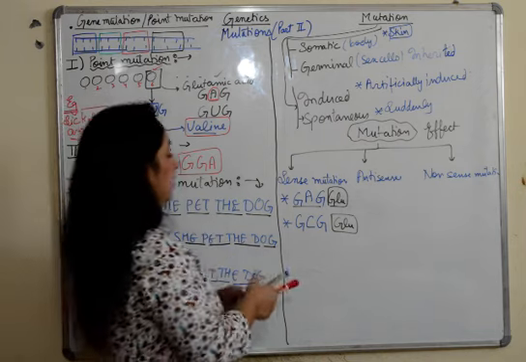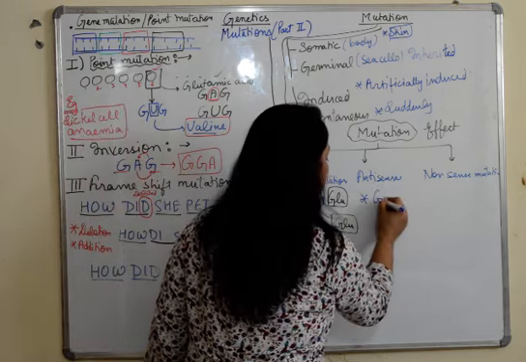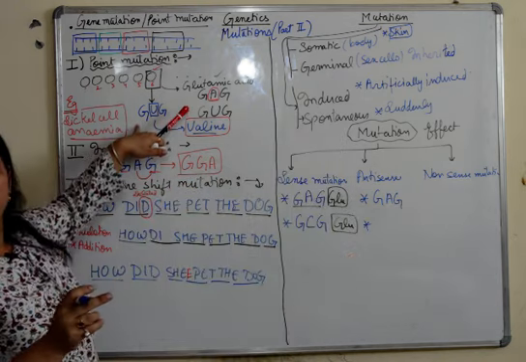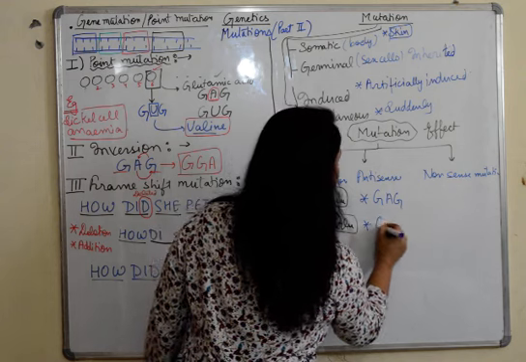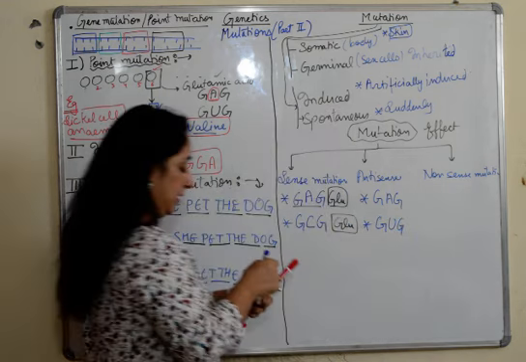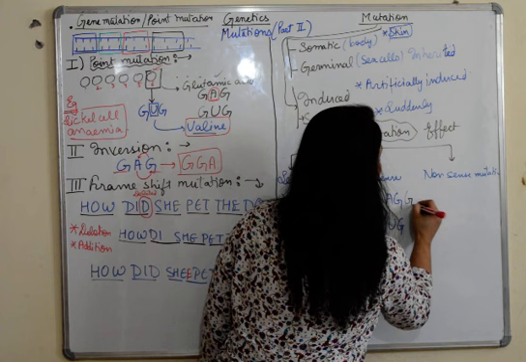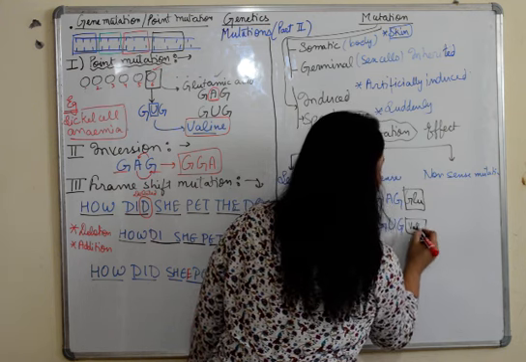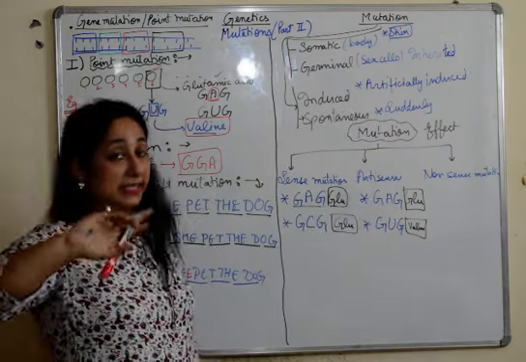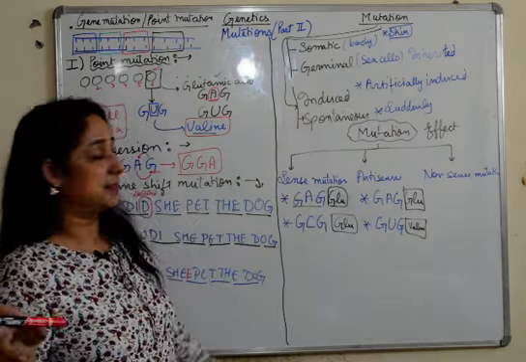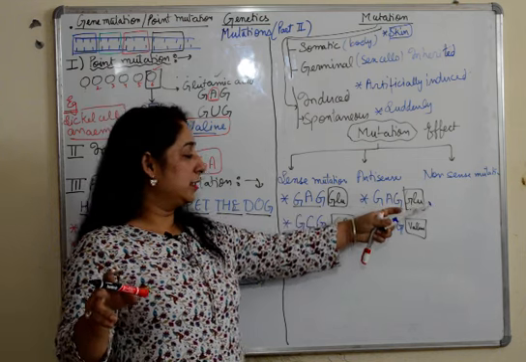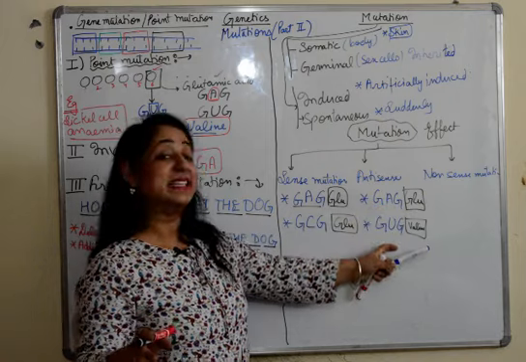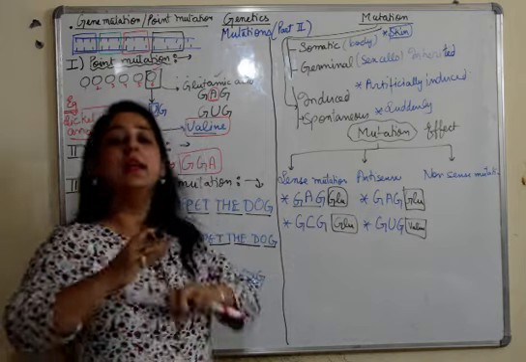Anti-sense mutation. The same example, GAG. There is a point mutation leading to formation of GUG. GAG codes for glutamic acid. GUG will code for valine. Both make sense, different sense, but both make sense. This is also a base, a nitrogenous base, and this is also a triplet codon. So both make sense. So it is anti-sense, but yes, different.